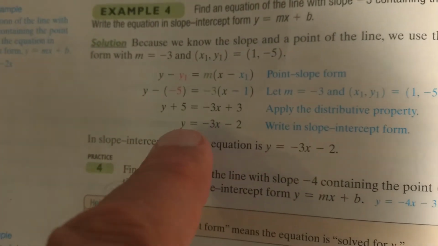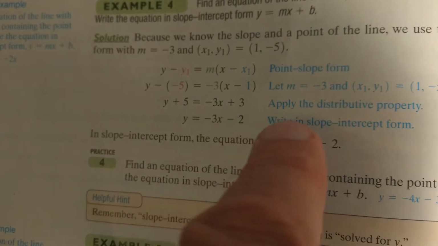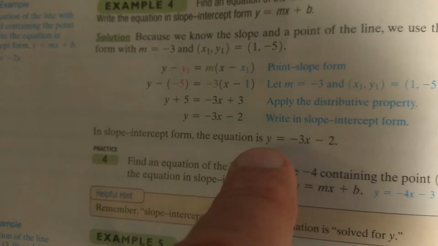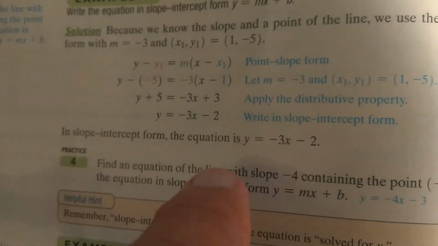This becomes y plus 5. We distribute the -3, -3x plus 3. Subtract the 5 over. We get y equals -3x minus 2. That's really all there is to it.